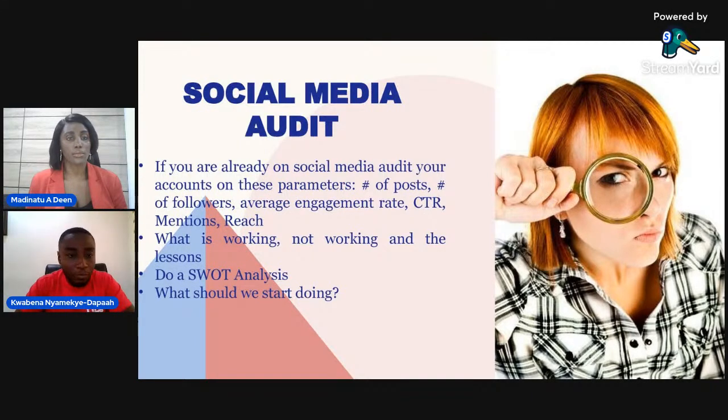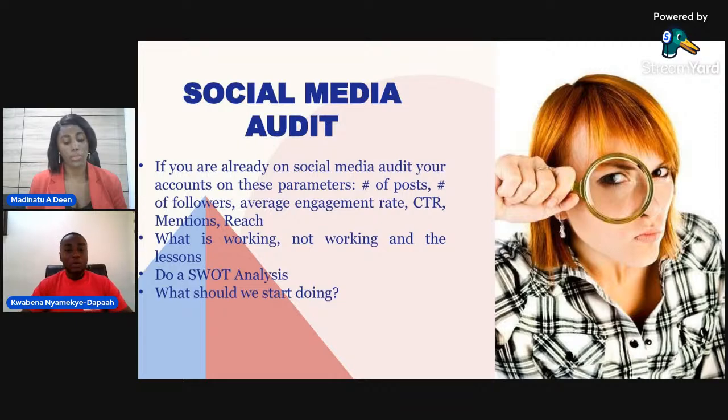Now, check the number of posts, check the number of followers that you have, check your average engagement rate, check your click-through rate. Now, click-through rate looks at the content that you boost, that's paid ads. When you go to the back end, you should be able to see your click-through rate. That's the number of people who have clicked on that particular post.